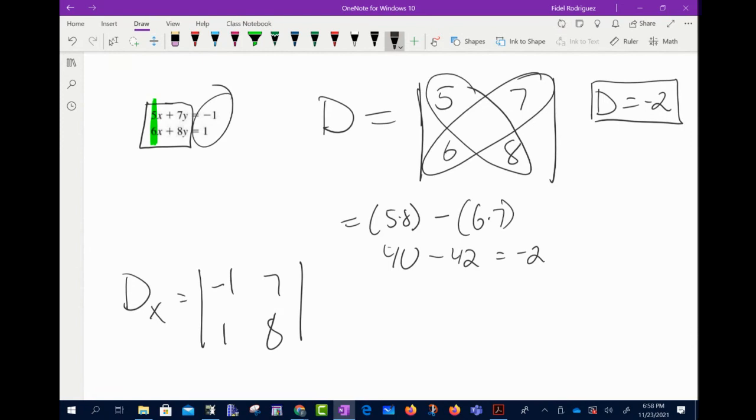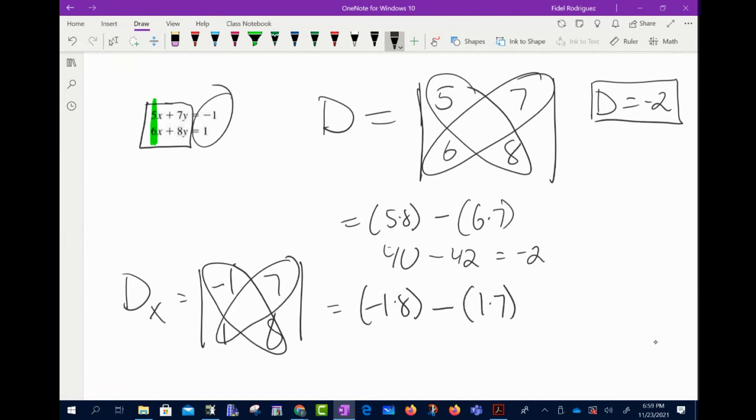That's how I think about it. When it says dx, it means get rid of the x numbers that you had, and whatever numbers we had on the right side of the equation, we're going to put those numbers in their places. Okay? So now look, I'm going to do the same thing. I'm going to go along my diagonal. So we're going to say negative 1 times 8 minus 1 times 7. Okay? So negative 1 times 8, negative 8 minus 7, that's a negative 15. Okay? So dx is negative 15.